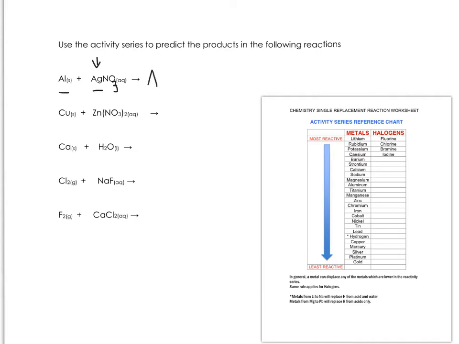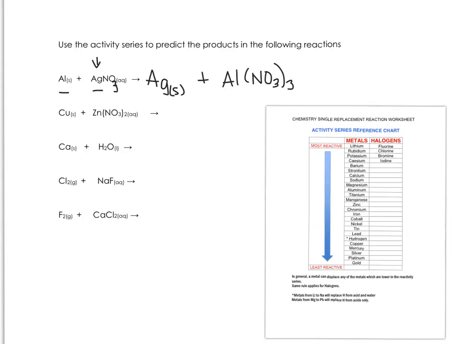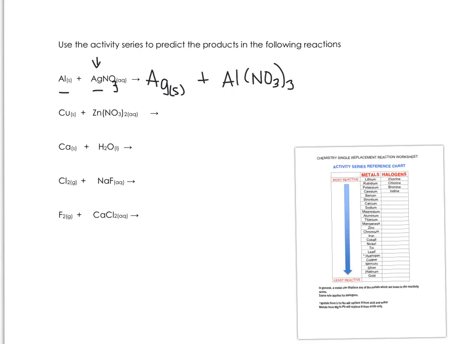so it will bump out silver. So you will end up with silver as a solid because it's in the elemental form. Mercury is the only liquid element, metal. And then we have to write the formula for aluminum nitrate. Aluminum has a charge of +3. Nitrate is 1-, so we need 3 of them. So now you can go ahead and balance.